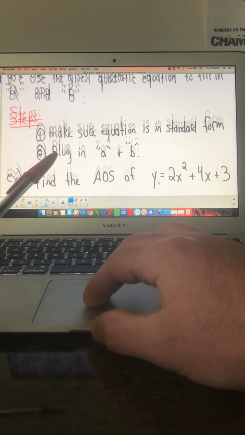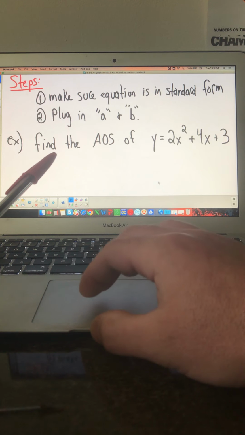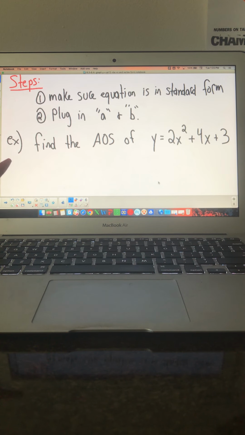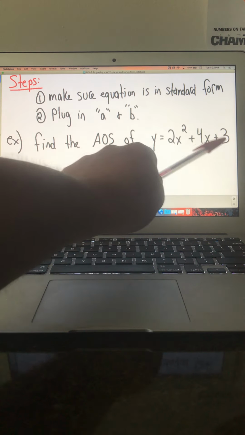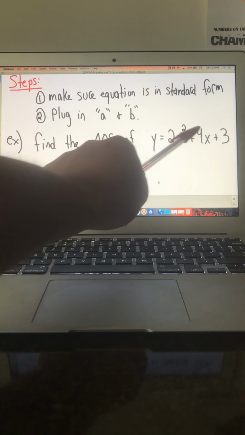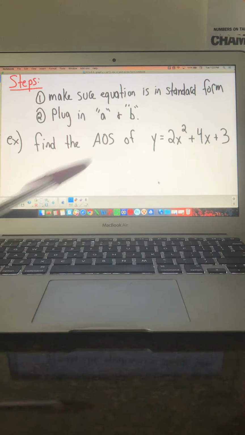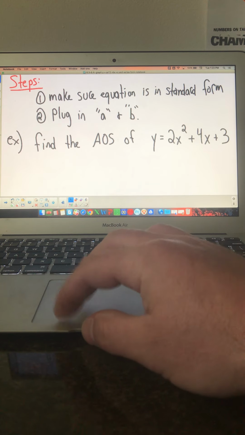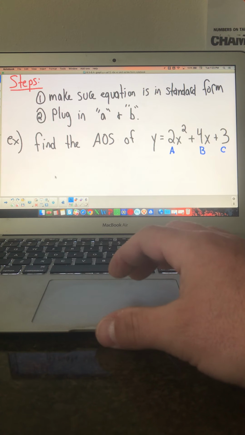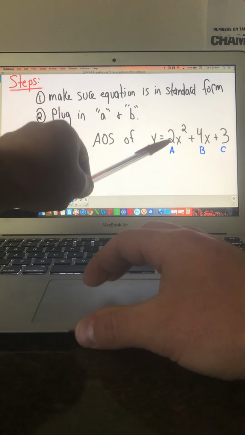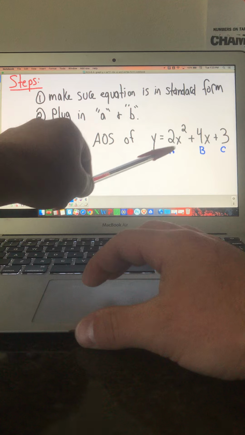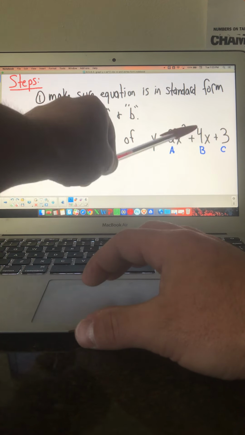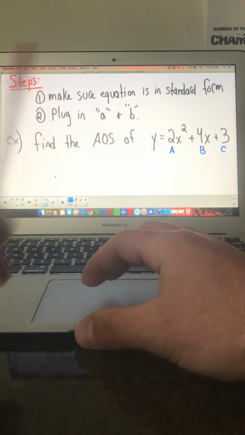So here we go. If we want to find the axis of symmetry of that equation, first, it's in the correct form. Ax squared plus bx plus c. We're all good. So first thing we want to do, let's find out what a, b, and c are. So a is that number in front of the x squared. B is the number in front of the x. C is the number without the variable.